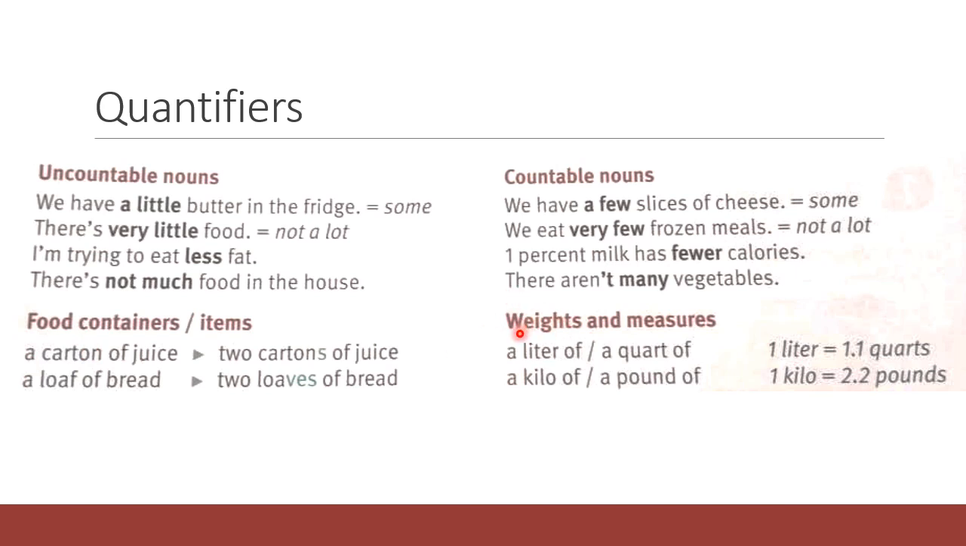Now, talking about weights and measures. A liter of or a quarter of, in this case, we're talking about a liter. A kilo of or a pound of. 1 kilo is equal to 2.2 pounds, and 1 liter is equal to 1.1 quarts.